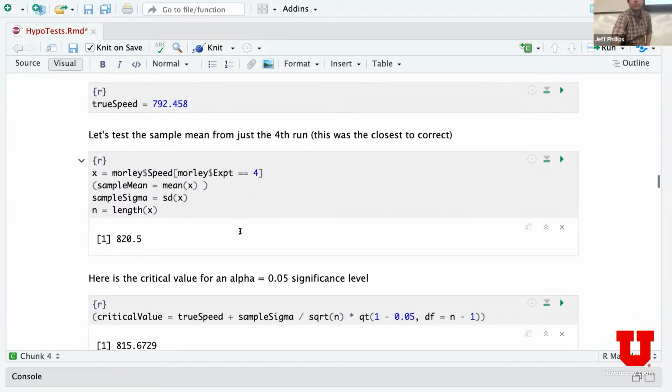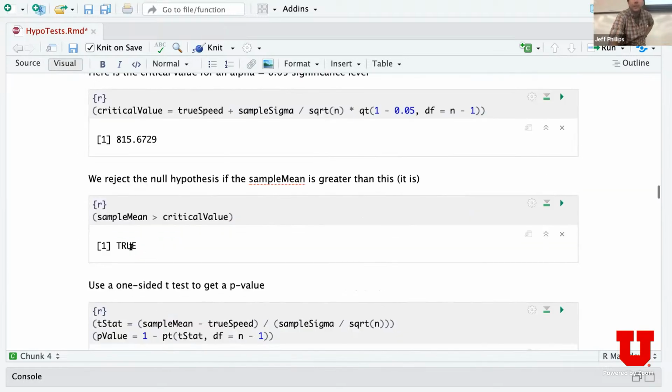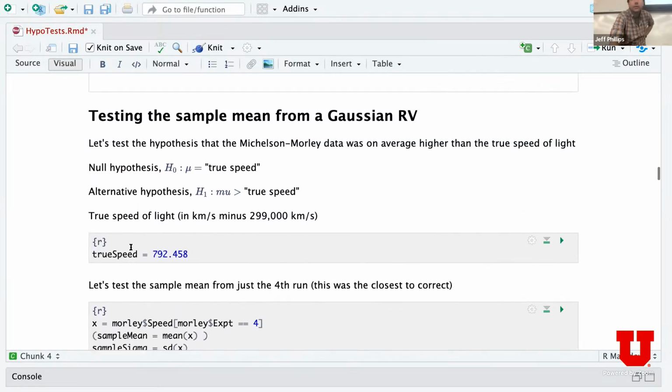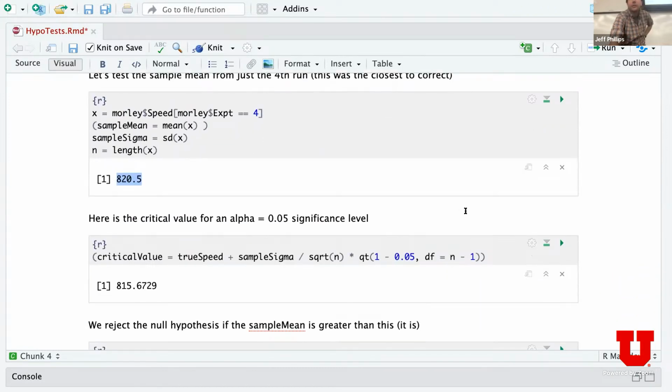And it came out with an estimate of about 820. The right answer should be 792. They got an answer of, on average, 820. And so, let's see, did I plot this someplace? I thought I had a plot for this.